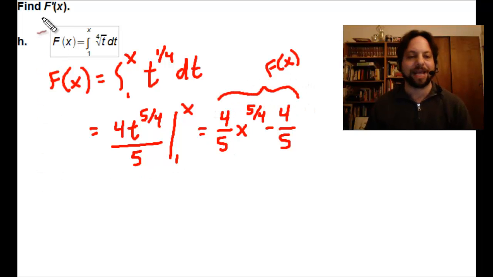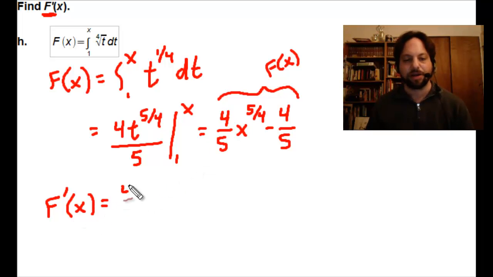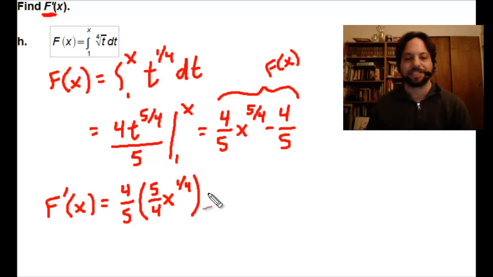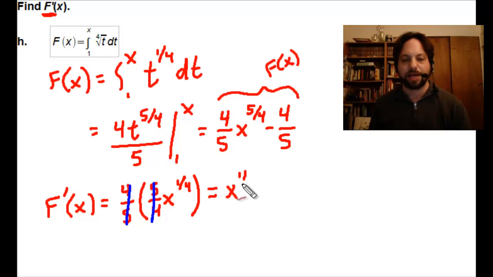So that is capital F of x right there. Now, if I want to go ahead and differentiate capital F of x, what would that look like? Actually, it would not be very exciting. The derivative of this function right here, I'll keep my 4/5, but x to the 5/4 will become 5/4 x to the 1/4. And what's going to happen to the 4/5? It differentiates to 0. So if we go ahead and cancel out our 4/5 and 5/4, look what I end up with. x to the 1/4 power, aka the 4th root of x.